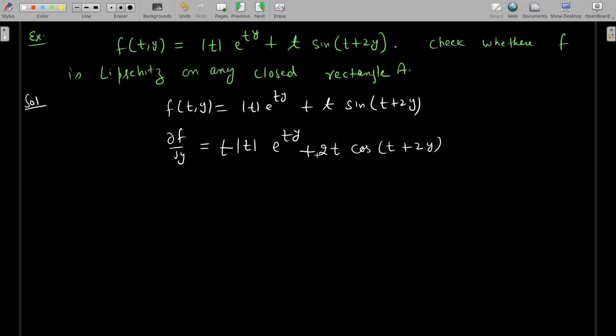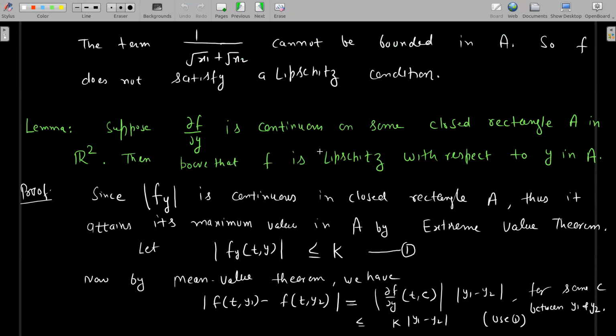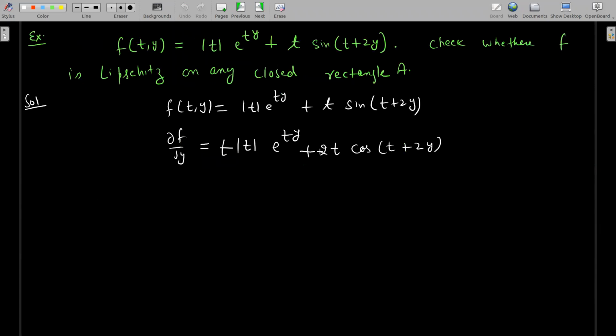ओके, अब रिजल्ट क्या कहता है? If derivative is continuous on some closed rectangle, then it is Lipschitz. तो आपने चेक क्या करना है? डेरिवेटिव की कंटिन्यूटी चेक कर लो. कंटिन्यूस है ये? t कंटिन्यूस है, |t| कंटिन्यूस है. डिफरेंशिएबिलिटी की बात नहीं कर रहे हम. e^(ty) 2t कंटिन्यूस है, cos कंटिन्यूस है. सम प्रोडक्ट ऑफ कंटिन्यूस फंक्शन इज ऑलवेज कंटिन्यूस.